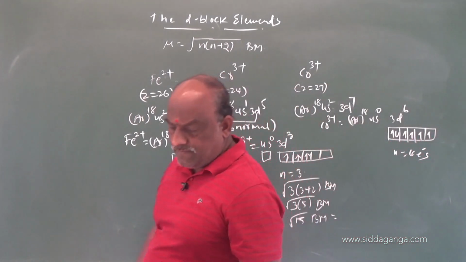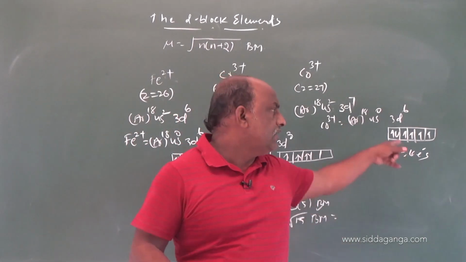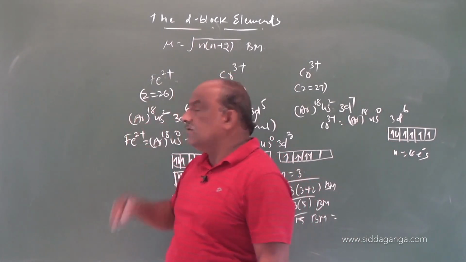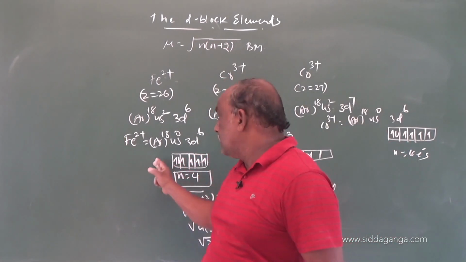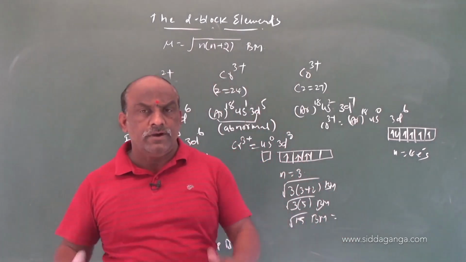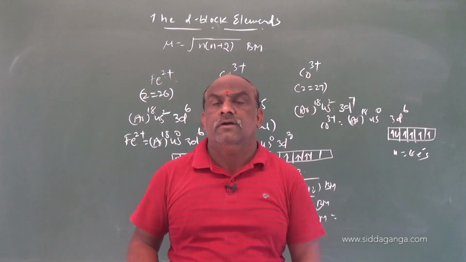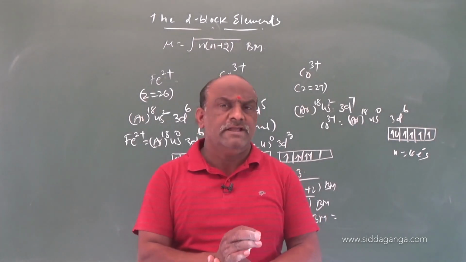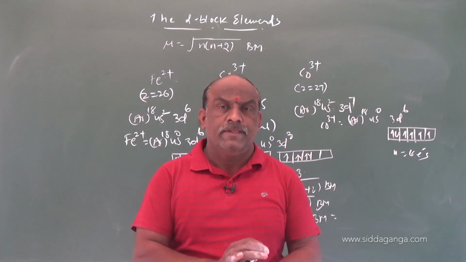So what is the n value? The n value here is also 4. Both magnetic moments are the same, that is root 24. I hope you understood. Apply your skills and practice this type of numericals. These are very easy with the help of the formula root over n into n plus 2 BM.